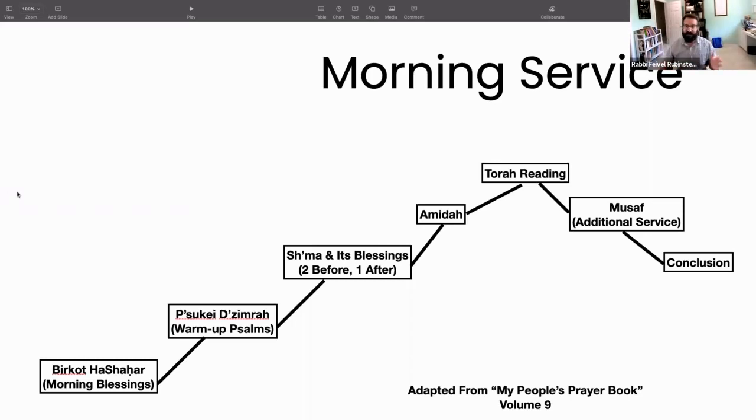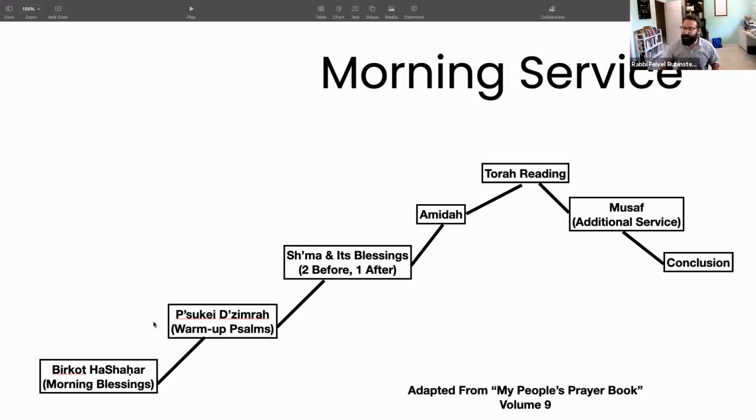But we're going to start the same way. We begin with our morning blessings, which are often called Birkot HaShachar, which literally means the morning blessings. Rabbis aren't very creative at naming things. We just kind of say what it is, right? We're going to do morning blessings. What should we call it? But the morning blessings. There we are.